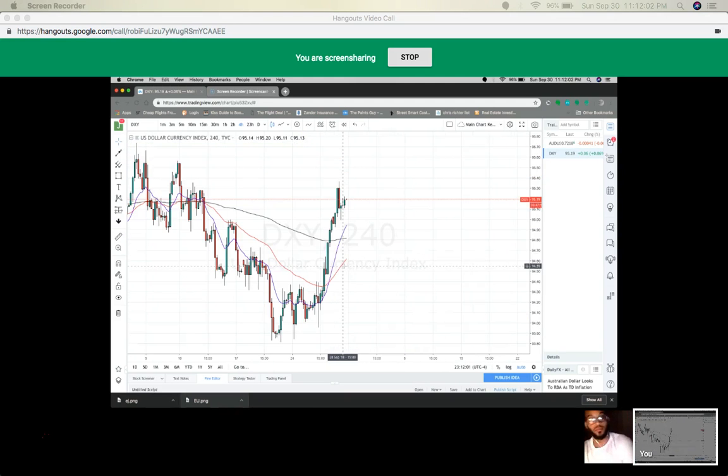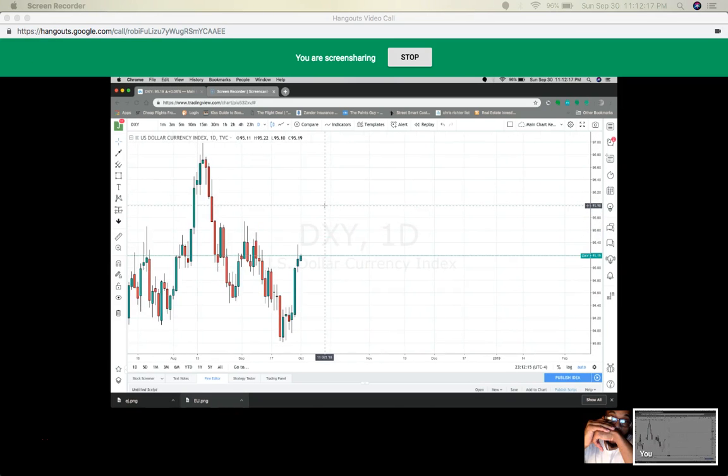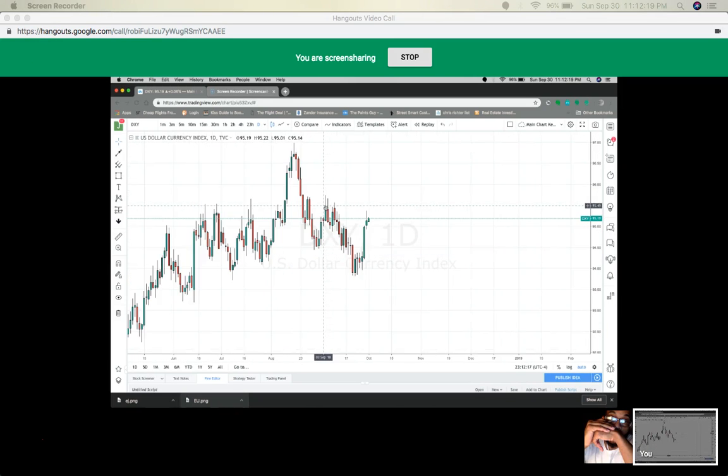I'll just remove all of that and take all these indicators off, so we have a blank chart. We want to start off with our daily. This is about to be real simple. You want to find your daily resistance and your daily support. So I'll mark them off like this.